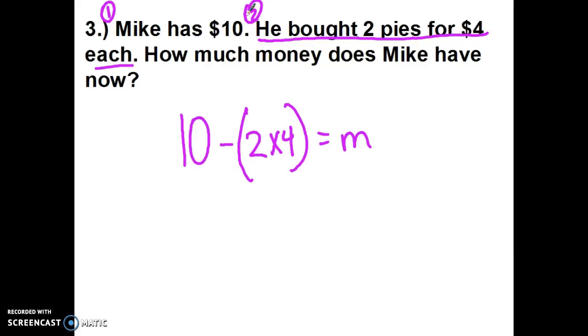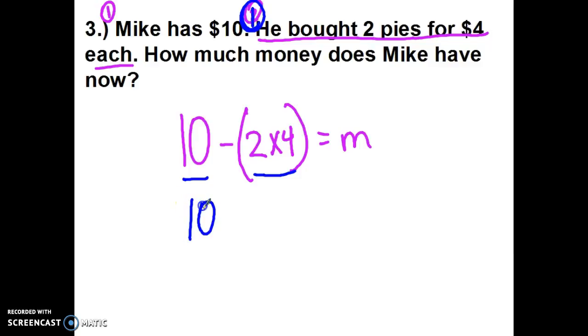Now, that's for when I write it. Now, when I actually solve, okay, follow me here. The first thing I need to do is start with this one because I need to start with my $10 right over here. And then I have to go minus the 2 times 4. So when I actually solve, this part is actually the first part I solve. Okay? And then the second part I solve is the 10 minus this answer. So go ahead and solve it and see what you get.